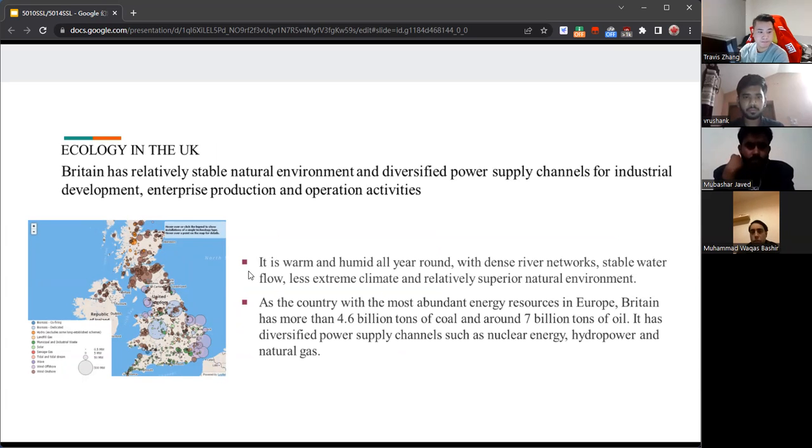So in terms of ecology, Britain has a relatively stable natural environment and diversified power supply channels for industrial development, enterprise production, and operation activities. It is warm and humid all year round, with dense river networks, stable water flows, less extreme climate, and a relatively superior natural environment.